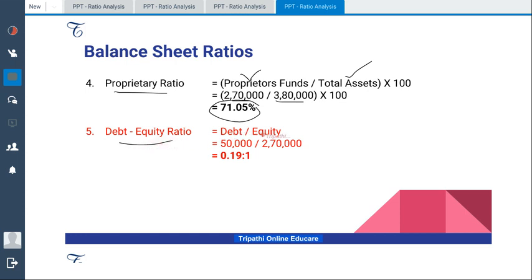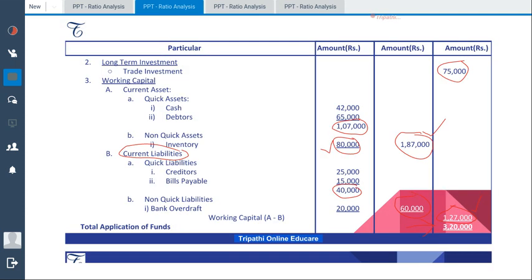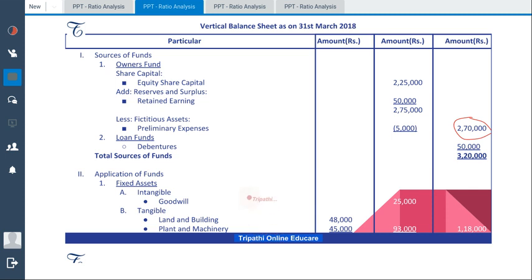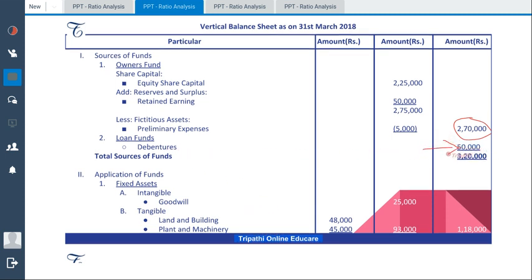Let us go for debt equity ratio. The formula is debt upon equity. Now, debt means long-term borrowing or borrowed fund, and equity is net worth, owner's fund, right? So let us go back to the balance sheet. Let us find out loan fund or borrowed fund. So our borrowed fund is 50,000 and equity, that is shareholders fund, because we don't have preferential capital in this, so hence we can say 2,70,000 as equity.